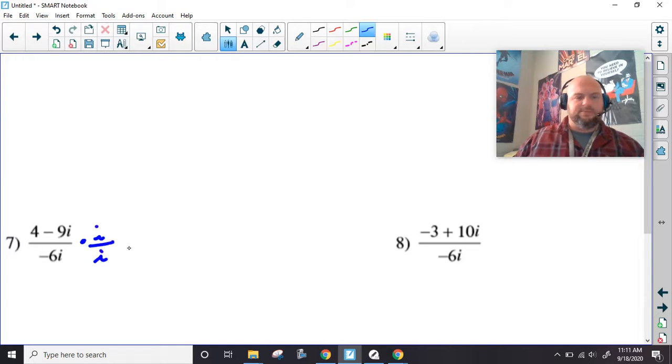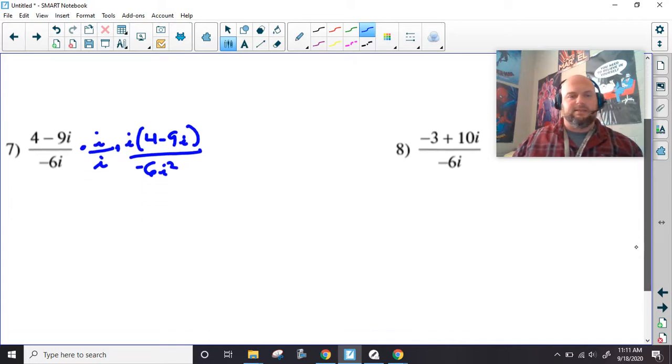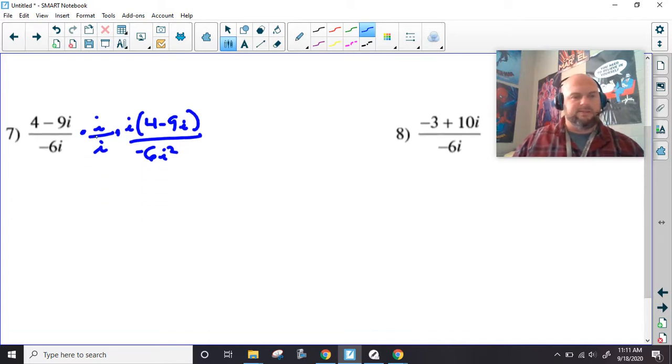Again, I'm just multiplying by i. So I want to have the distributive property right here, a little arrow. All right, so this is 4 minus 9i over, okay, we got -6i squared. This time I'm just going to tag along the i squared so I can simplify at the same time. Now, if I distribute, 4i minus 9i squared over -6i squared.